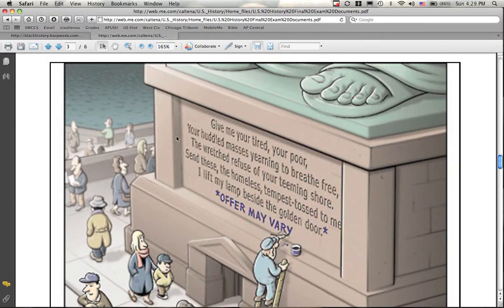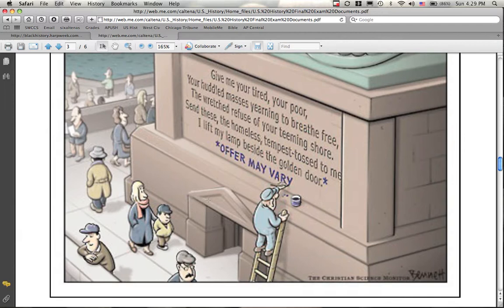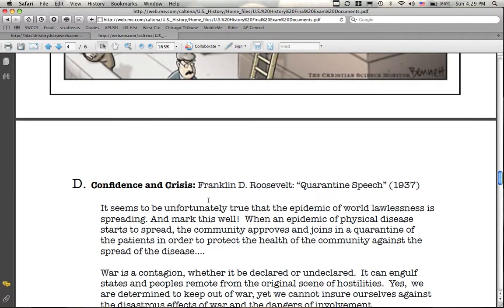Offer may vary. The key point here is obviously this is the Statue of Liberty, which beckons people into New York Harbor, immigrants, and then this "offer may vary." How has the offer varied? How have immigration rules changed over time?